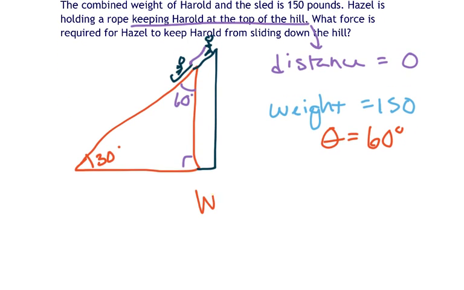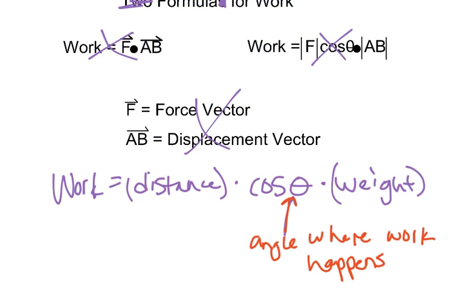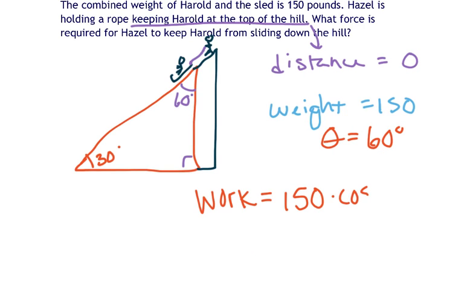All right, so in order to get the work, or the force that's required for Hazel to keep Harold from sliding down the hill, we would need to determine that by taking the weight, which would be 150, and multiplying by, as the formula said, cosine of 60. So 150 times cosine of 60 means that our work, or the force that Hazel is using to keep Harold from going down the hill, is 150 times cosine of 60. Make sure you're in degree mode.